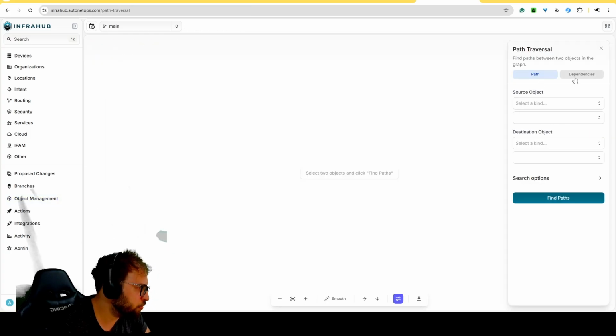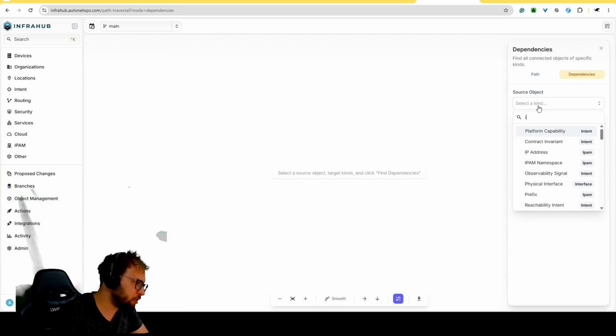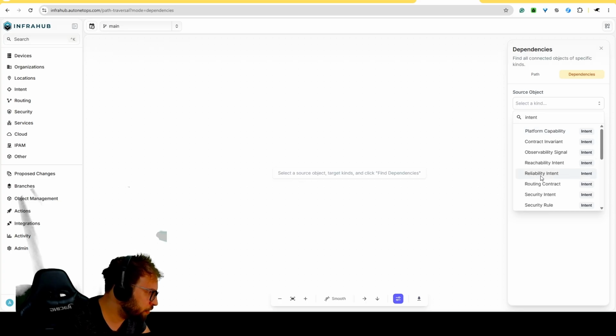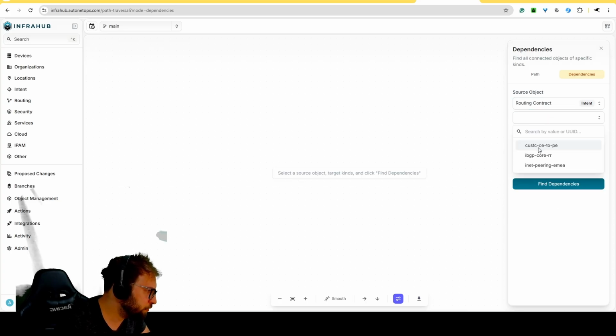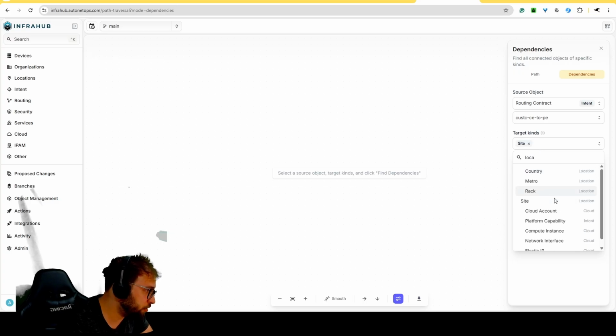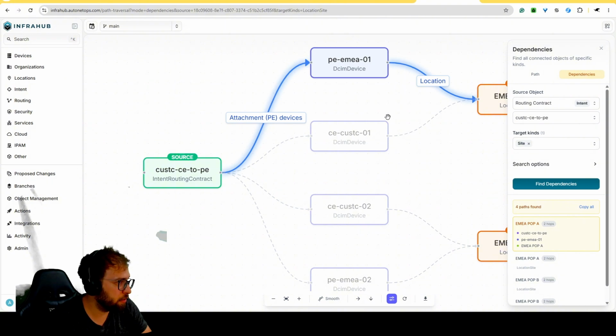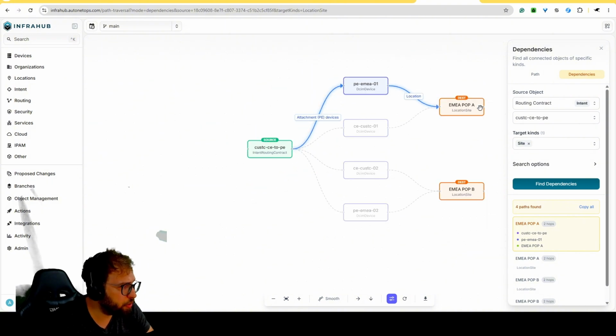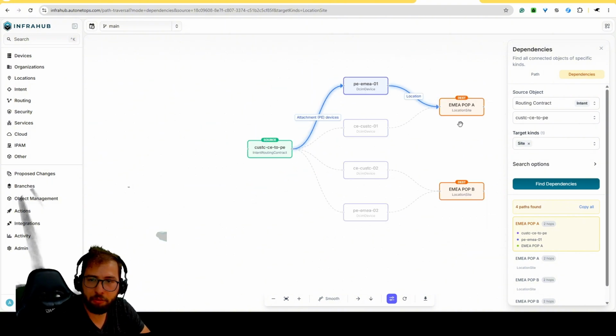Back to the traversal. We're going to create our intent and the routing contract. If we change the contract, we're going to see the location, which site locations we are going to affect. And there we are. We're going to affect only our EMEA POP A. That's pretty cool, right? This is already something that you can see, helping you plan and helping AI understand the blast radius that you're going to have.